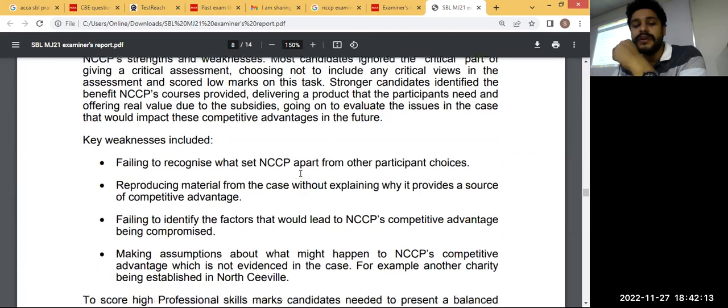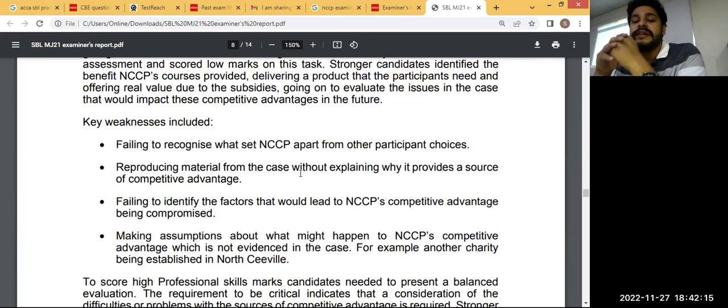Key weaknesses include failing to recognize what set NCCP apart for participants to choose it, reproducing material from the case without explanation, provided as a source of competitive advantage. Just copy pasting, and we are not providing why it is a source of competitive advantage, failing to identify the factors that would lead to NCCP's competitive advantage being compromised, and making assumptions about what might happen to NCCP's competitive advantage, which is not evidenced in the case.